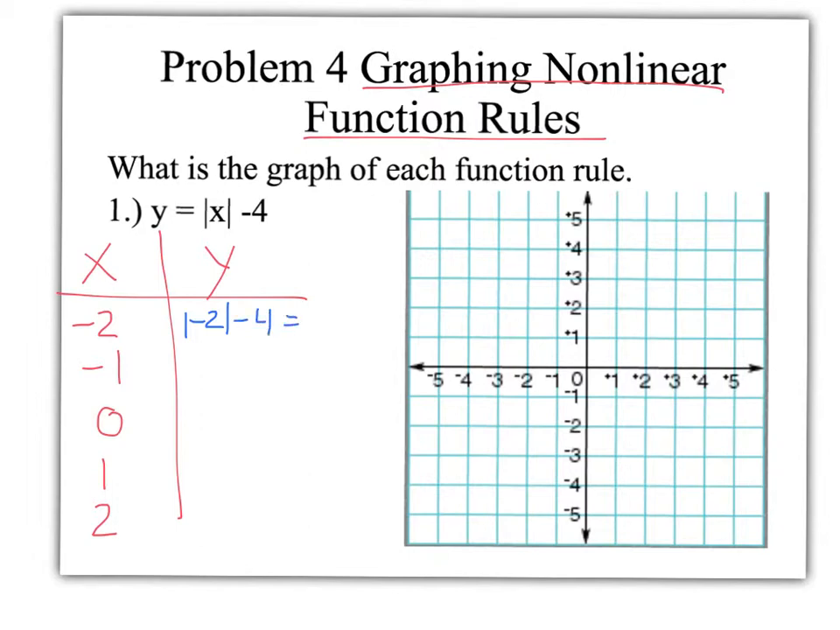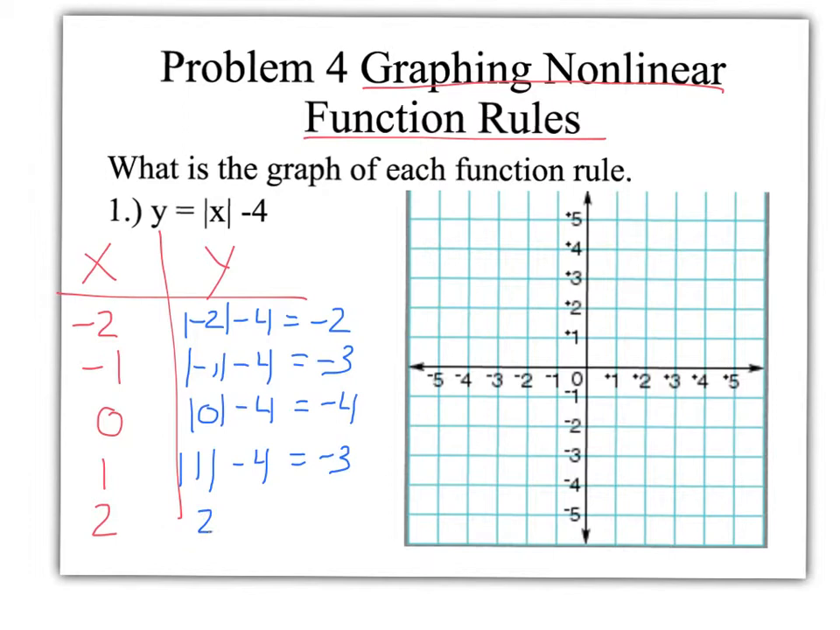So the absolute value of -2 is 2. 2 minus 4 would be -2. Then we're going to take the absolute value of -1 and subtract 4. So that's going to be 1 minus 4 is -3. The absolute value of 0 minus 4 is just going to be negative 4. The absolute value of 1 minus 4, well, the absolute value of 1 is still 1. 1 minus 4 equals negative 3. And then the absolute value of 2 minus 4, the absolute value of 2 is 2. 2 minus 4 is negative 2. Okay? And then we have our ordered pairs.